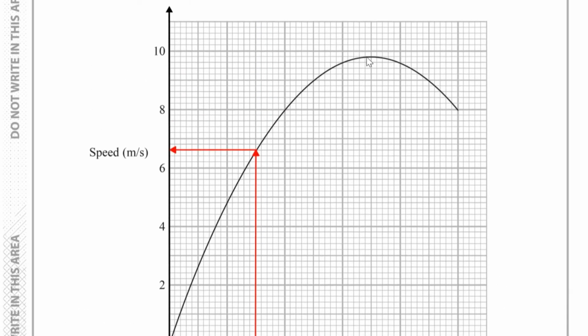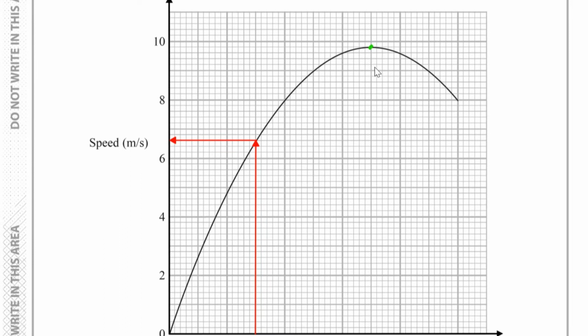Well, the greatest speed is over here, and it's at 9.8.